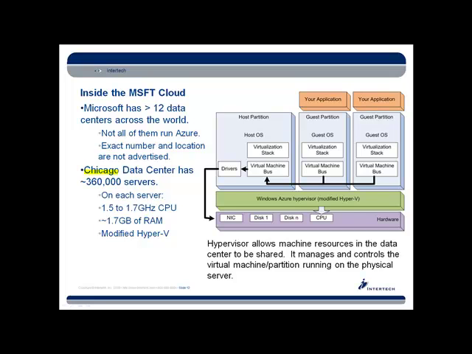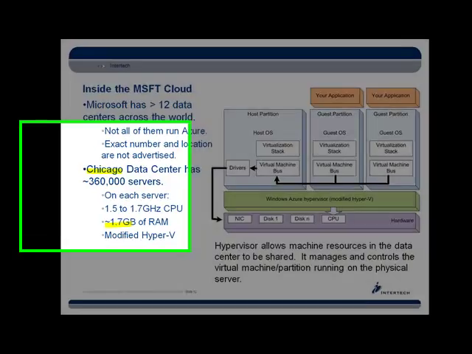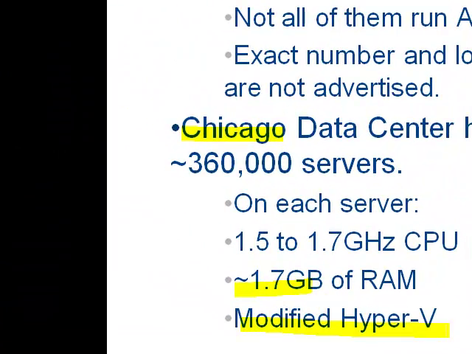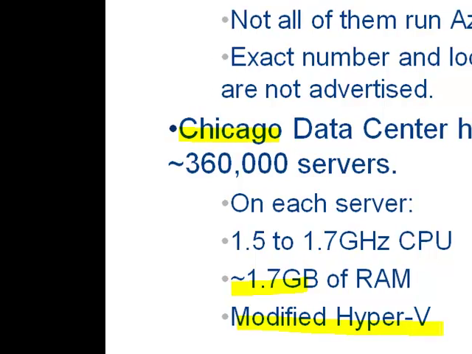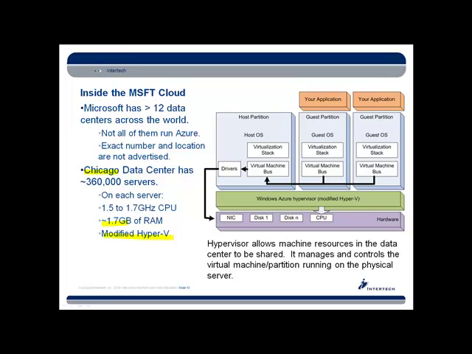On each of the servers we'll find about 1.5 to 1.7 gigahertz CPU with approximately 1.7 gigabytes of RAM. Now each server is also running a modified version of Hyper-V. That's Microsoft's hypervisor. What does a hypervisor do for us? Well, it allows those machine resources, those 360,000 servers in the Chicago data center essentially, to be shared across multiple applications and or data concerns.